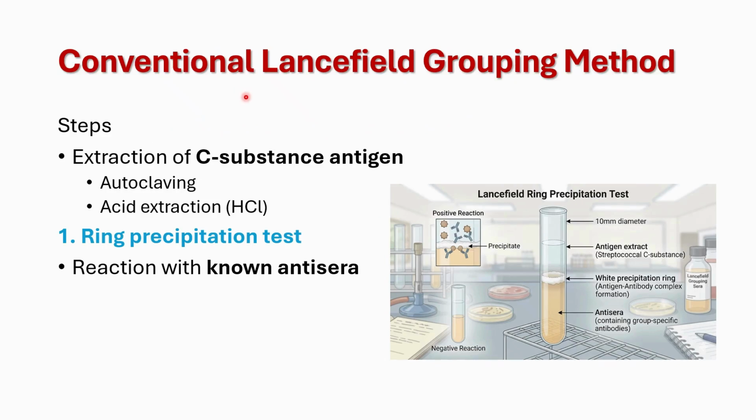The traditional method used for Lancefield grouping involved the extraction of the C substance antigen from the bacterial cell wall. The antigen can be released using autoclaving or by acid extraction with hydrochloric acid. The extracted antigen is then tested using a ring precipitation test, where the antigen solution is layered over the antisera containing the antibodies specific for the different Lancefield groups. If the antigen reacts with a particular antiserum, a visible precipitate line will form, indicating the corresponding Lancefield group. So, like this, we can classify different streptococci species.